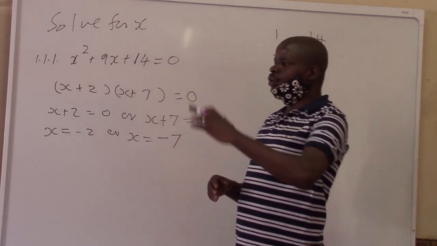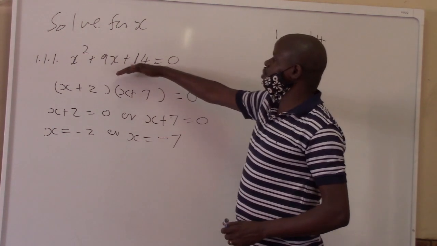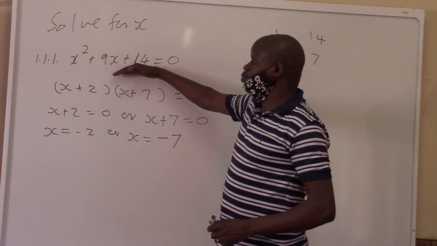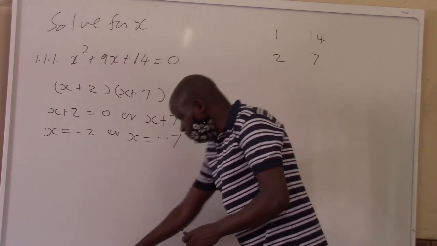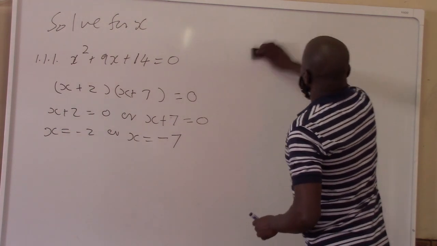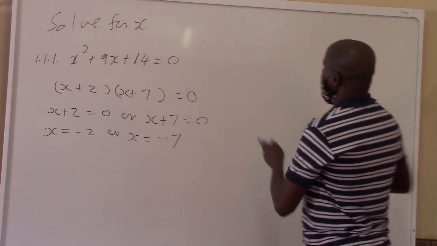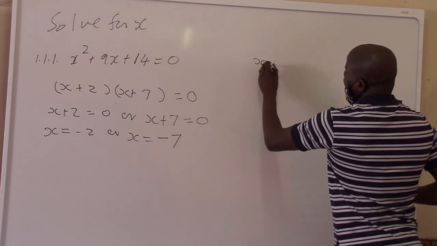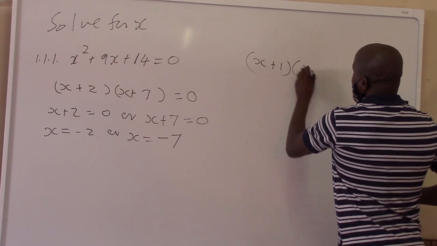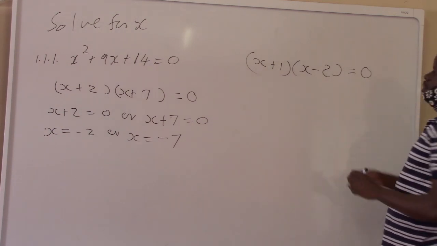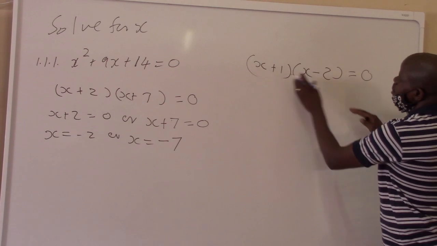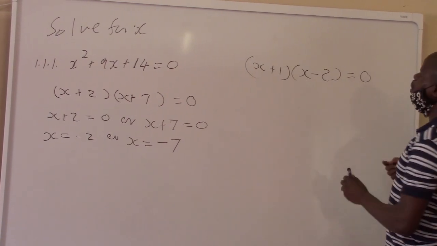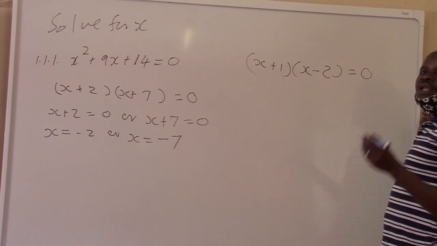Before we go to the next one, I want us to do as much as we can to exhaust this one, because it doesn't only come in this way. Sometimes the same question comes in another fashion. It may come as x plus 1 and x minus 2 is equal to 0. When it comes in this way, it's already factorized. So what you need to do is just say this is equal to 0 and that is equal to 0, which in most cases will have only one mark.